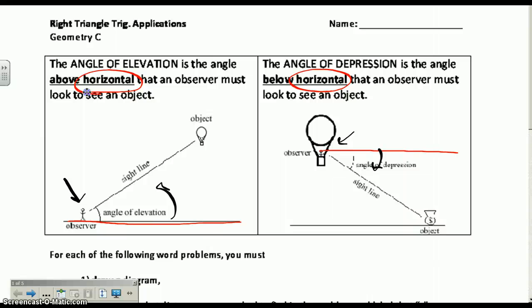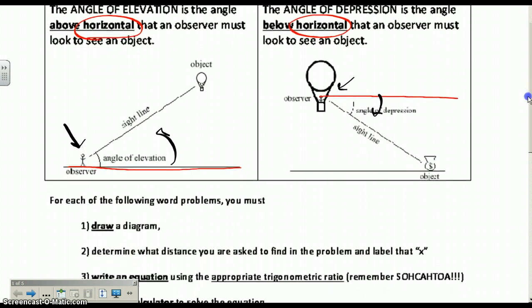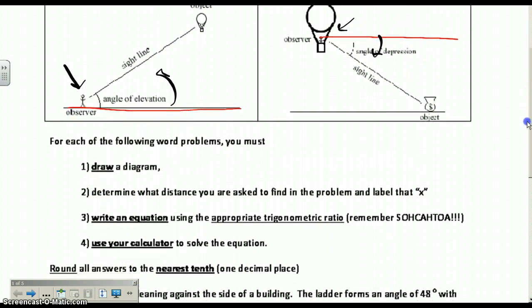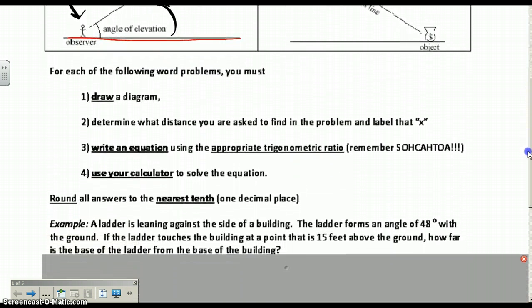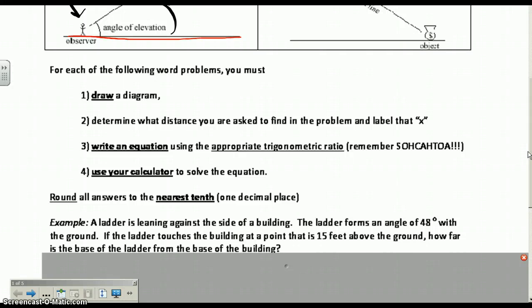Now for these word problems, as you move down, we're going to have the same set of skills the entire time, the same procedure. For each word problem, you must draw a diagram, determine what distance you are asked for, and label it x. Write an equation using the appropriate trigonometric ratios, remember SOHCAHTOA, sine, cosine, tangent, and then use your calculator to solve the equation. We're going to round all of our answers to the nearest tenth. That's 1 decimal place.